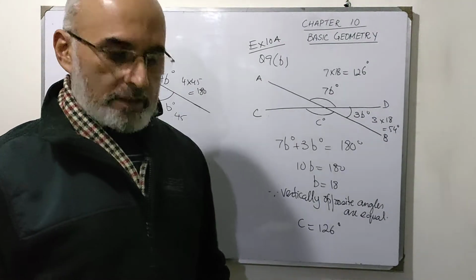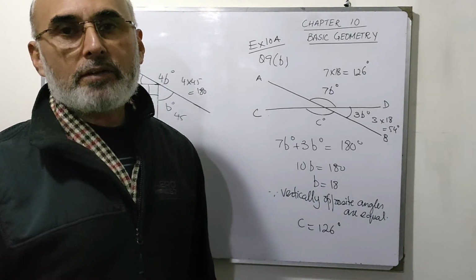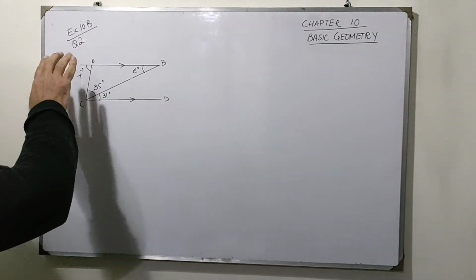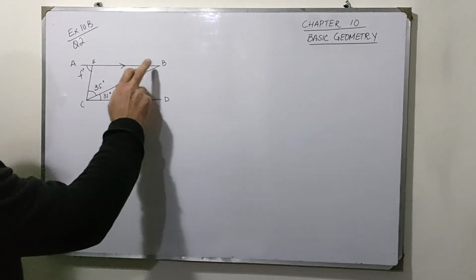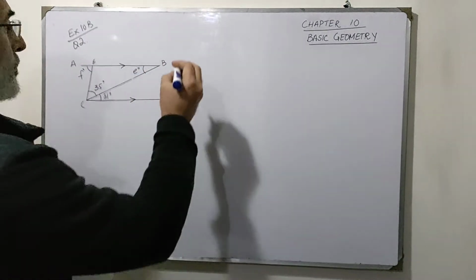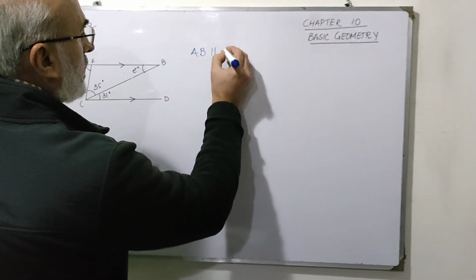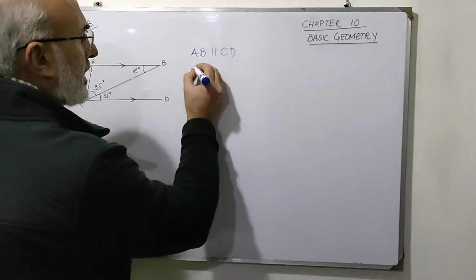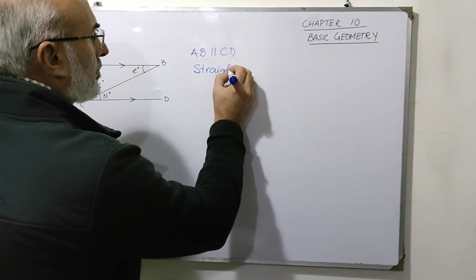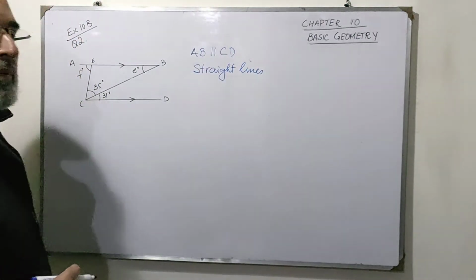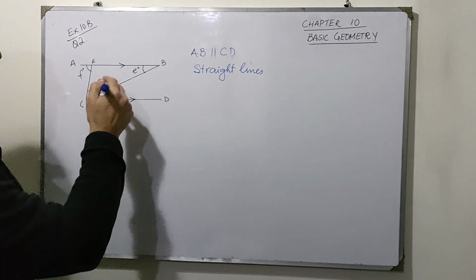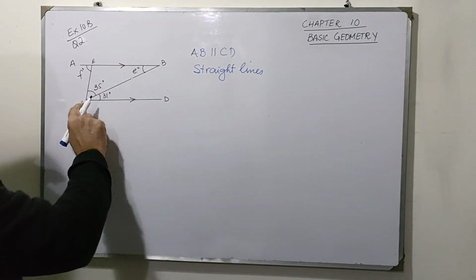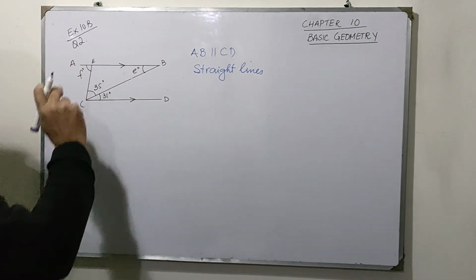So let's do some more questions when two parallel lines are intersected by a transversal. Okay, we have question number 2 from exercise 10b. AB and CD are two parallel lines. So AB is parallel to CD, and the arrows show that these are parallel lines, and these are also straight lines. Now we have two transversals. One is this CB, and another is CE, the second transversal.